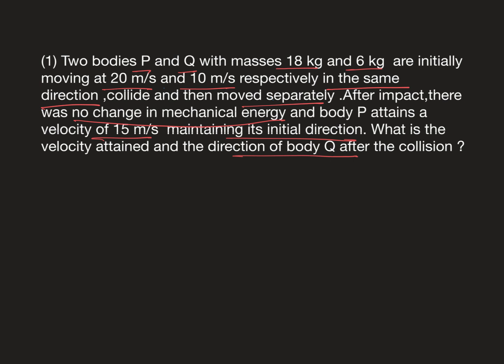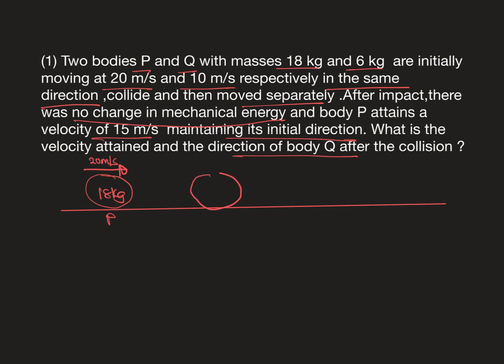Okay, so if I should represent this on a diagram, we have body P of mass 18 kilograms initially moving at 20 meters per second, and we have body Q of mass 6 kilograms that is moving in the same direction as P at a velocity of 10 meters per second. So this is the situation before collision.